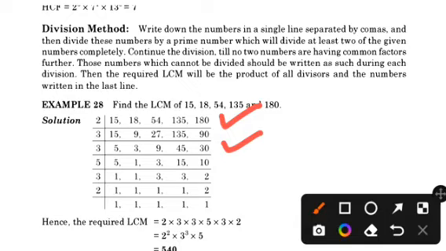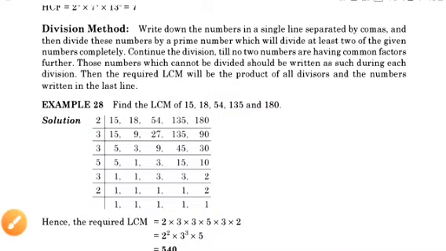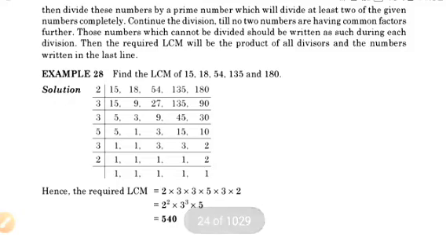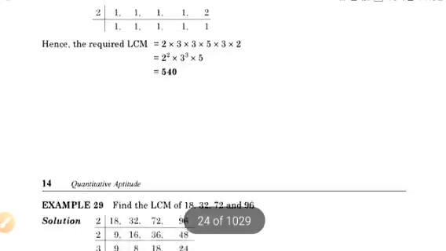So the required LCM will be the product of all the divisors. That is, we have to multiply all these divisors and remainders. So 2 into 3 into 3 into 5 into 3 into 2. So we get 2 square, 3 cube and 5, which gives us 540. So the required LCM by division method for the numbers 15, 18, 54, 135 and 180 is 540.